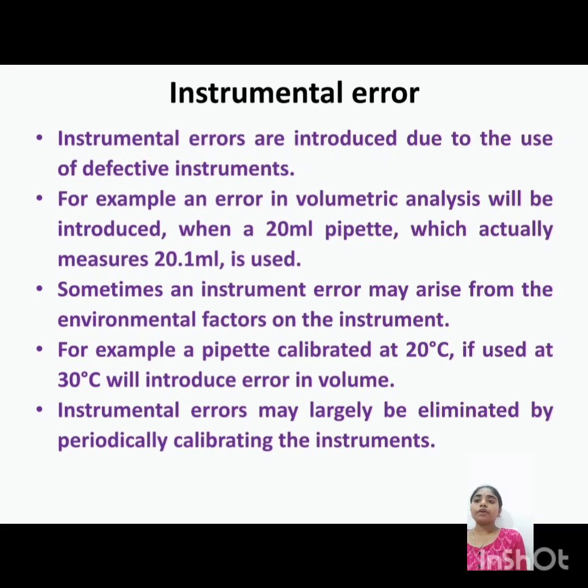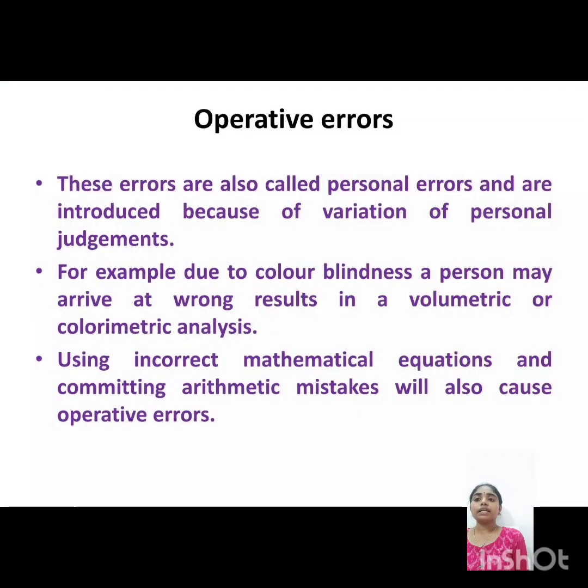The second is operative errors. These are also called personal errors and are introduced because of variation of personal judgments. For example, due to color blindness, a person may arrive at wrong results in a volumetric or colorimetric analysis. Using an incorrect mathematical equation and committing arithmetic mistakes will also cause operative errors. These are errors due to the person handling, the analyst.